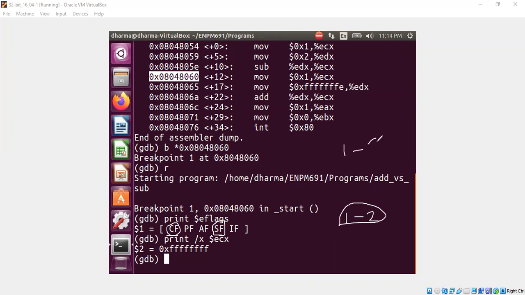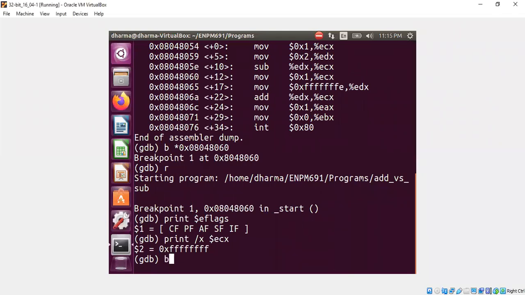We used 1 and we used 2, and then we did a subtraction. So let's do the same for 1 plus minus 2. I did use 1 here, move 1 to ECX, for -2, I moved it here to EDX, and then I'm using add now. Okay, let's put a breakpoint at this location and study the behavior of the flags.